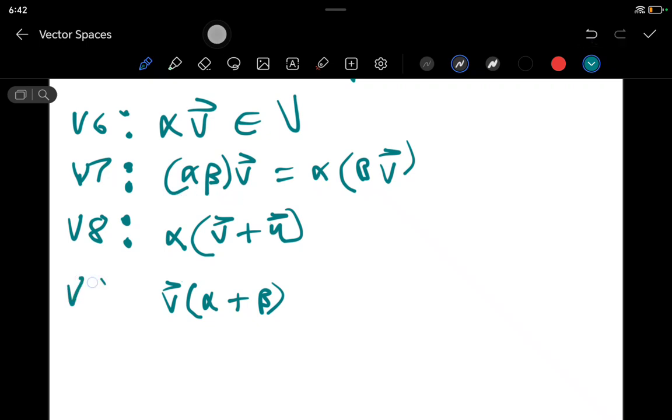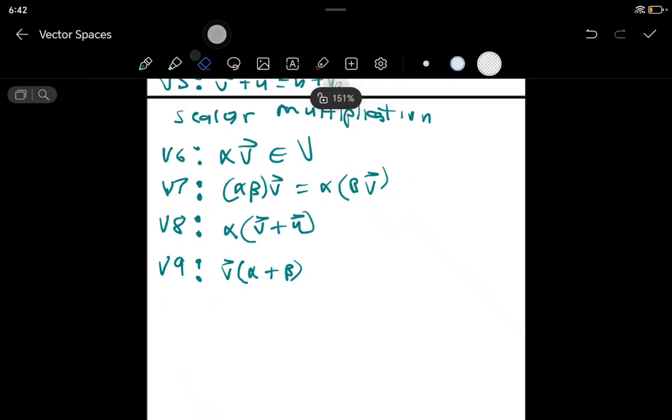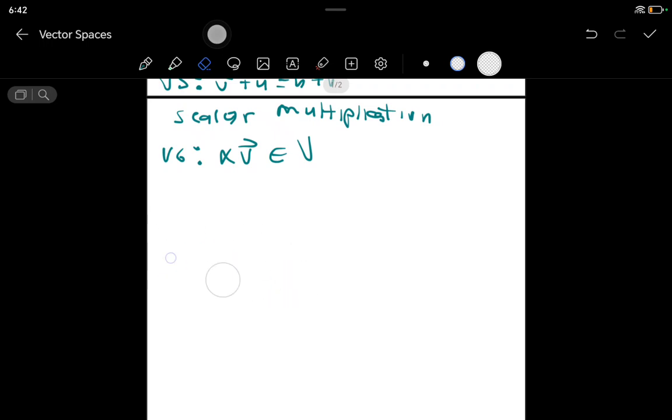So this will be V9. So most cases I do them like this. Let me show this. Let me erase this. I do them like this in most cases for me not to forget them. Most cases I start with this one. Let me show you. I start with this one of adding two vectors.